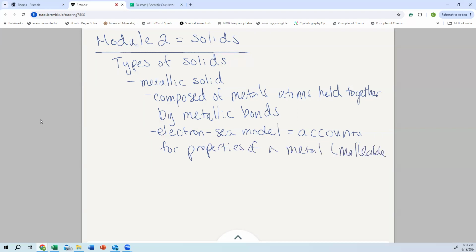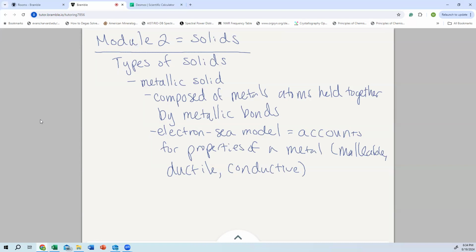So they're malleable. Malleable is the ability to beat a metal into a shape. Ductile, the ability to pull it into a wire, and conductive, the ability to move heat or electricity through that material. So those are all based on the electron sea model, or the reason for those properties is that electron sea model.